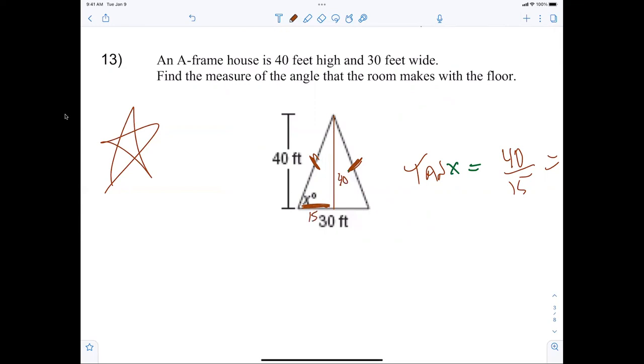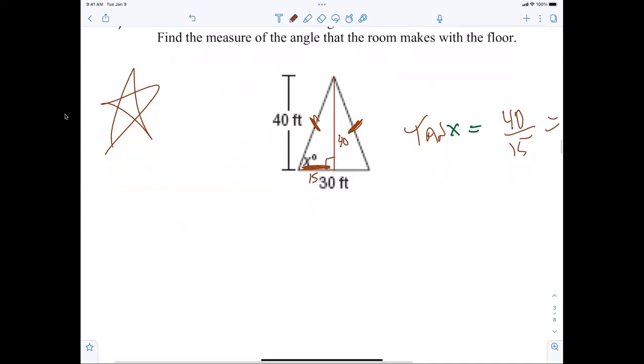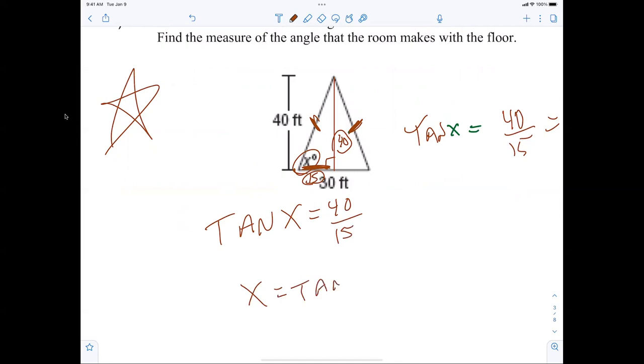So I need an angle. Is this a right triangle? Yeah, so it's not law of sine. It's not law of cosine. It's just SOHCAHTOA. What's the relationship between 40 and 15 and x? Opposite and adjacent. So we're looking at tangent. Tangent of x is equal to 40 over 15. X equals inverse tangent of 40 over 15.